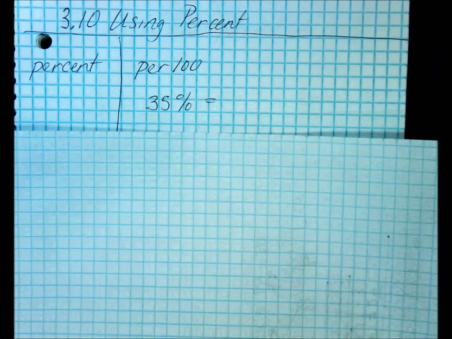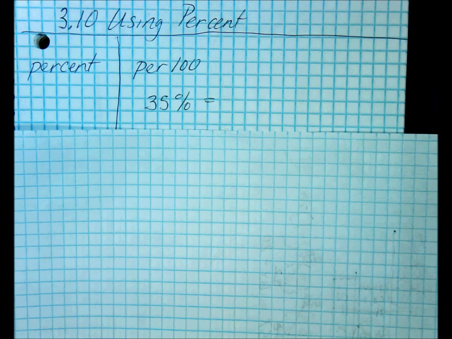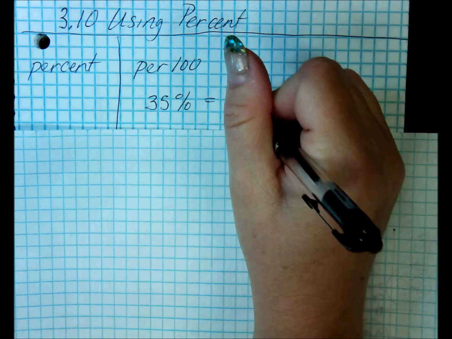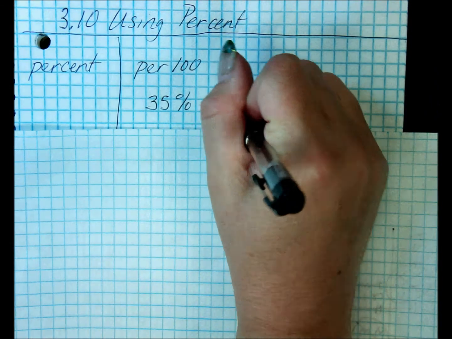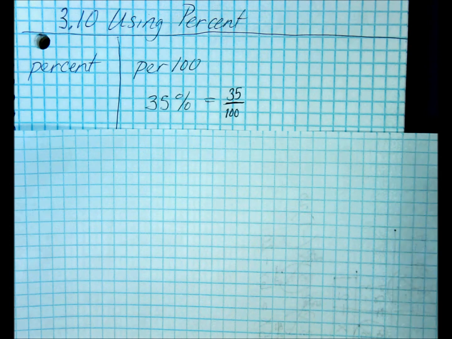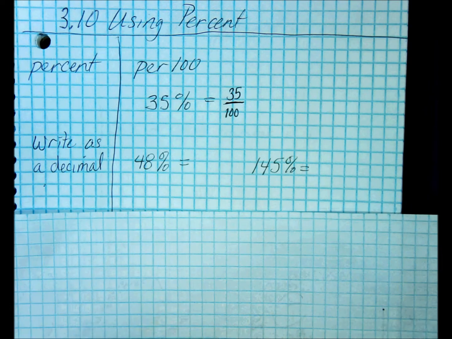So let's look at this problem. If we had 35%, how could we write that as a fraction? Well, percent means per 100. So that means per 100, and we have 35. Okay? Let's look at some problems where we want to write them as a decimal.